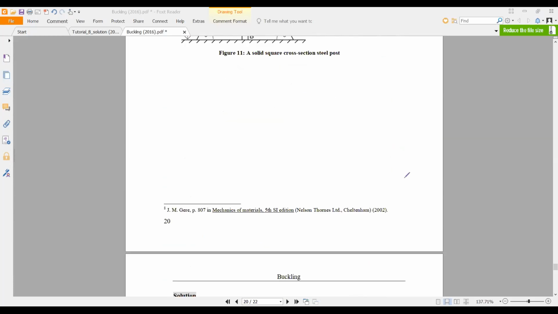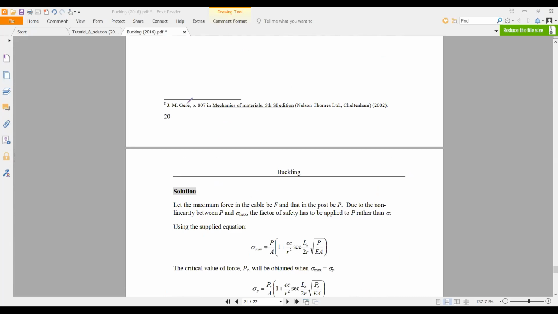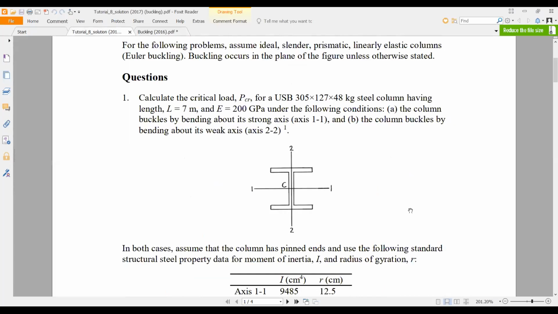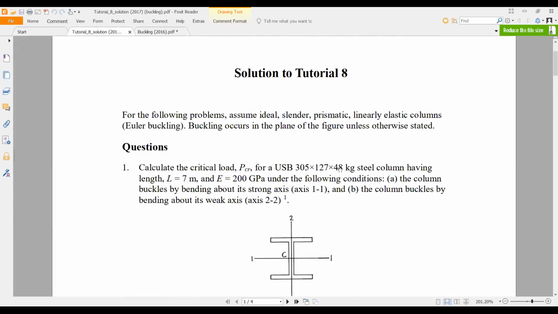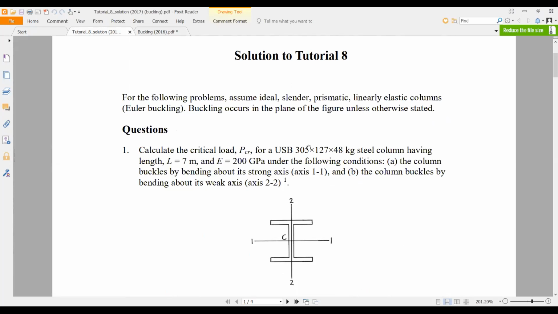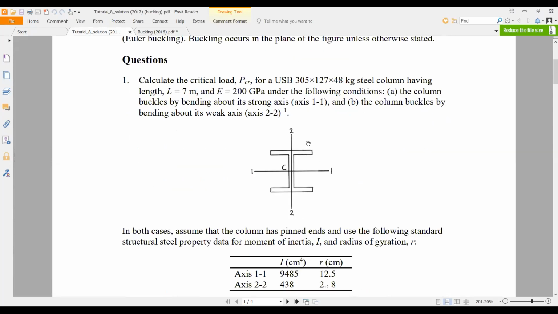Any other questions? So, can you see this tutorial? Yeah. Can you see tutorial 8? Yes. Yes, sir. Okay.